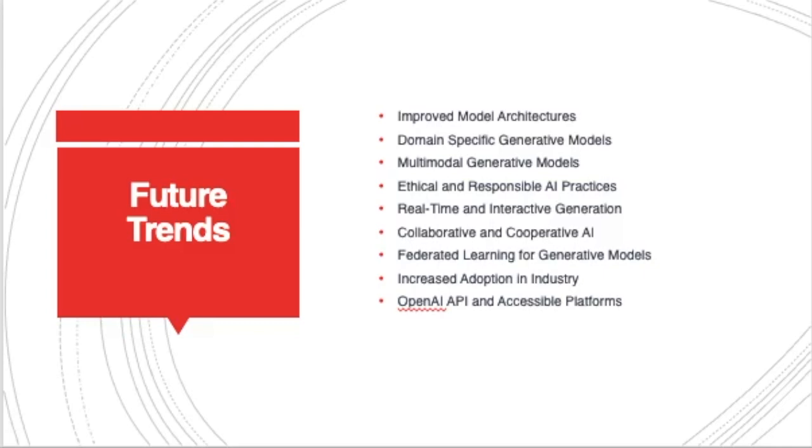Collaborative and cooperative AI. Collaborative generative models that can work together on a task could emerge. This could lead to AI systems that collaborate with each other or with human users to achieve more complex and advanced outcomes.